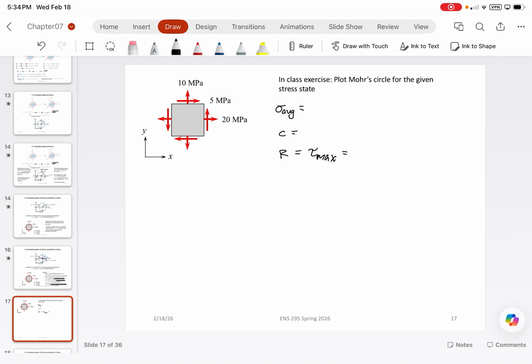So sigma average, again, is just sigma x plus sigma y divided by 2. That was what from this problem? It was 15 megapascals, right? The deviatoric stress, that was sigma x minus sigma y divided by 2, which gave us 20 minus 10 divided by 2 is 5. So positive 5 megapascals. But now the trick is, what is the radius of this circle going to equal?